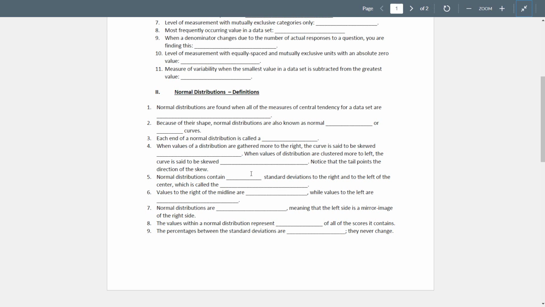Normal distributions contain 3 standard deviations to the right and to the left of the center, which is called the midline. Values to the right of the midline are positive, while values to the left are negative. Normal distributions are symmetrical, meaning that the left side is a mirror image of the right side. Values within a normal distribution represent 100% of all scores. The percentages between standard deviations are fixed. They never change. They're constant, static, consistent.